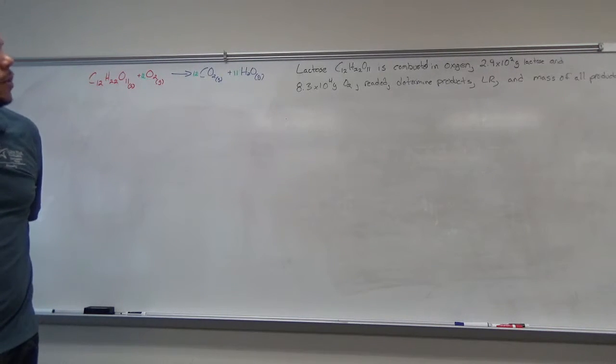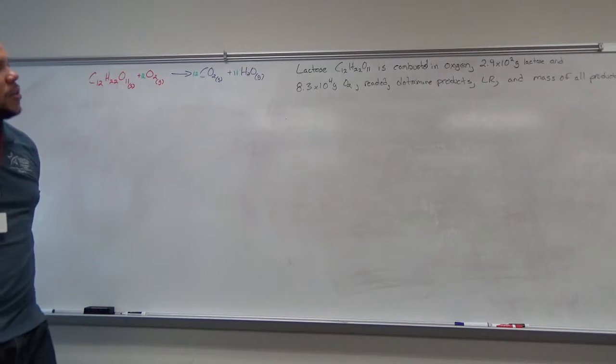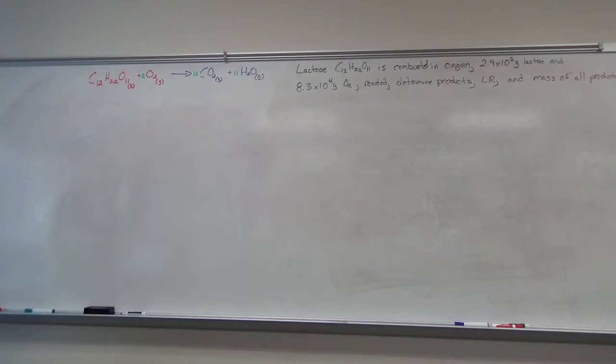All right, so now we've got it balanced, and we are given two masses of both. We want to determine products, limiting reactant, and mass of all products. First thing I would do is go ahead and do mass to mass. Since we need the mass of all products, might as well finish out the dimensional analysis all the way to mass for both of your reactants for a given product, and then you're cutting down your work at the end.